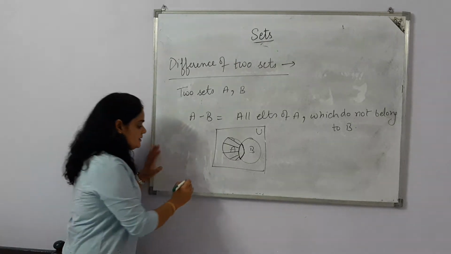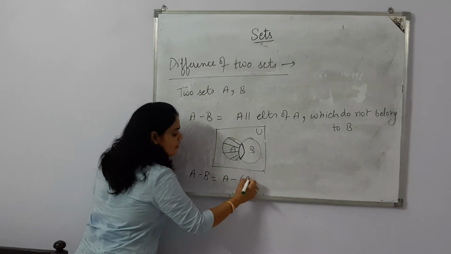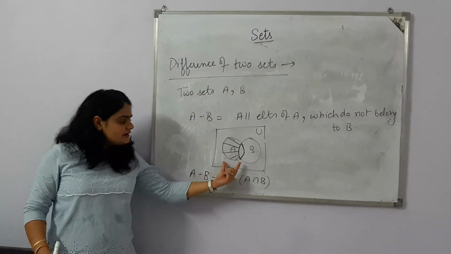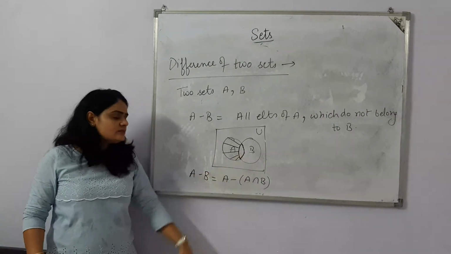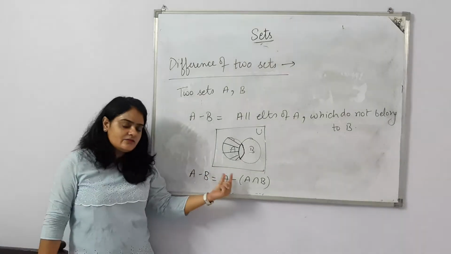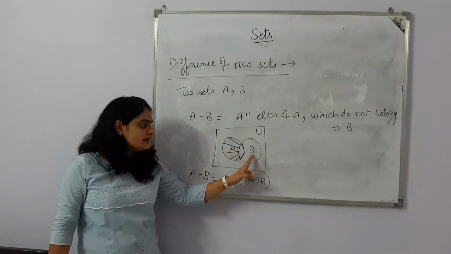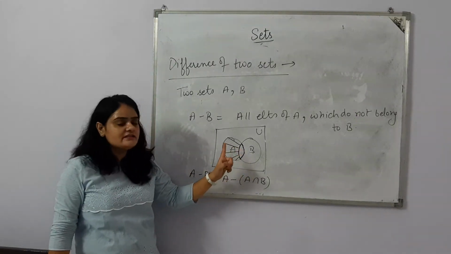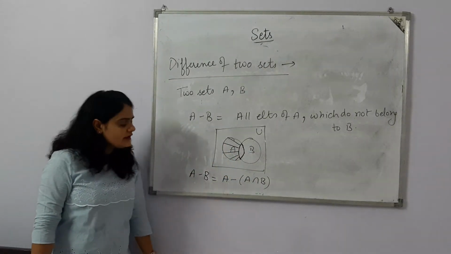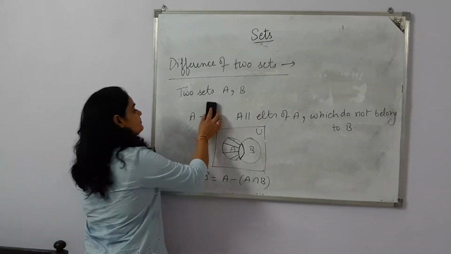So A minus B, we can write it as from A we'll subtract all the elements which are common between A and B. So what we did, from A we subtracted the common part. All the elements which are in A and which do not belong to B. So we are subtracting all the elements which are in B as well. This is a portion which contains the elements which are in A as well as in B. So it means A minus B equals A minus A intersection B. Now, in the opposite way, we can find B minus A as well.